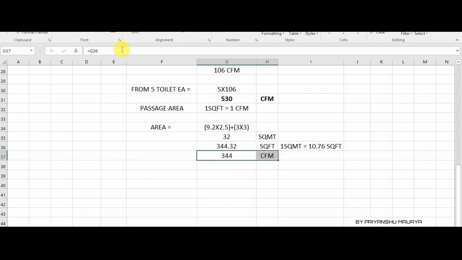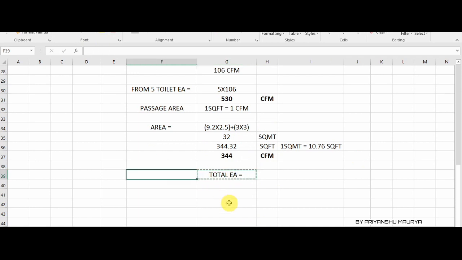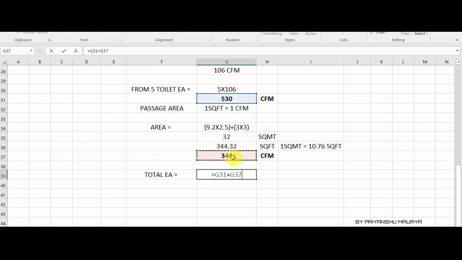I am making it bold also. So now total exhaust air is equal to, here we will add the total value, 530 plus 344, 874 CFM. And now the fresh air requirement.